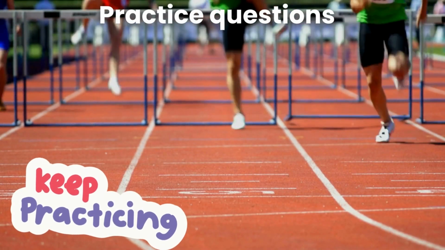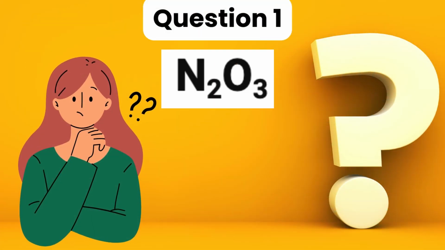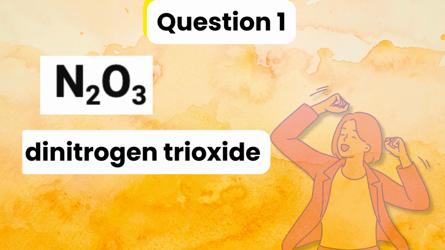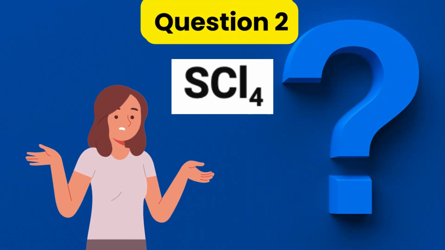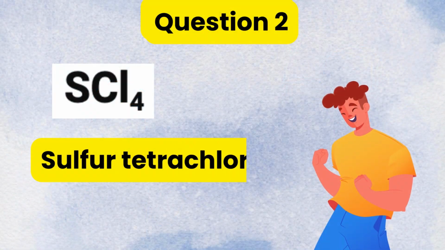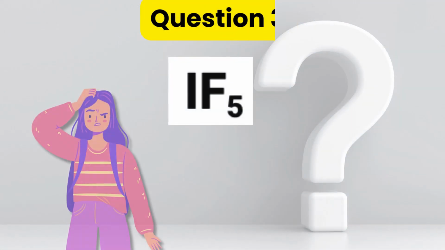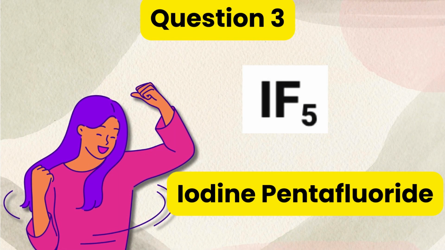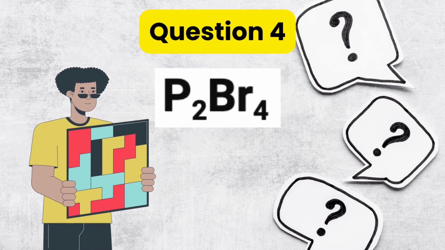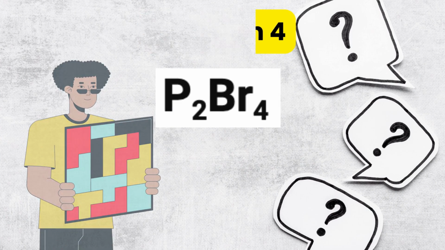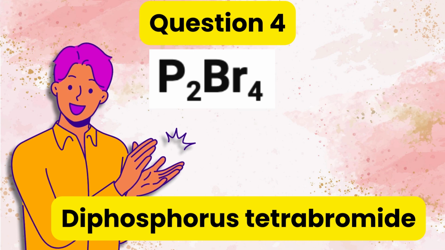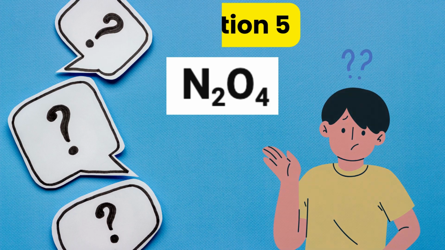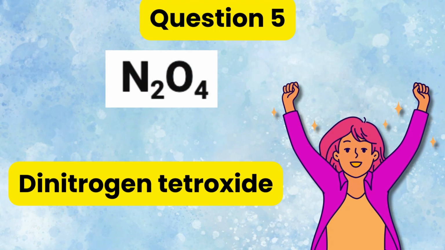Practice questions. 1. N2O3, dinitrogen trioxide. 2. SCl4, sulfur tetrachloride. 3. IF5, iodine pentafluoride. 4. P2Br4, diphosphorus tetrabromide. 5. N2O4, dinitrogen tetroxide.